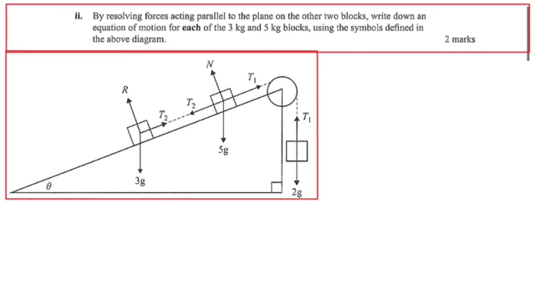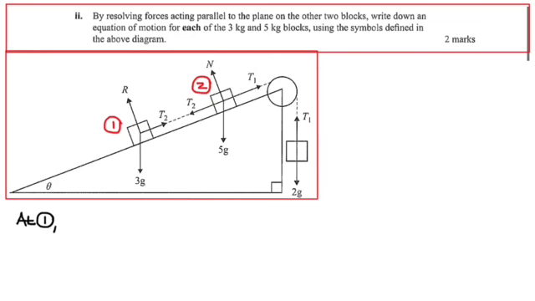By resolving forces acting parallel to the plane on the other 2 blocks, write down an equation of motion for each of the 3 and the 5 kilogram blocks using the symbols defined in the above diagram. This looks like another nice easy question for 2 marks, guys. Now what I'd like to do with these questions is label the positions. So let me call that position 1, and this position 2. Just makes it easy to explain what I'm doing.